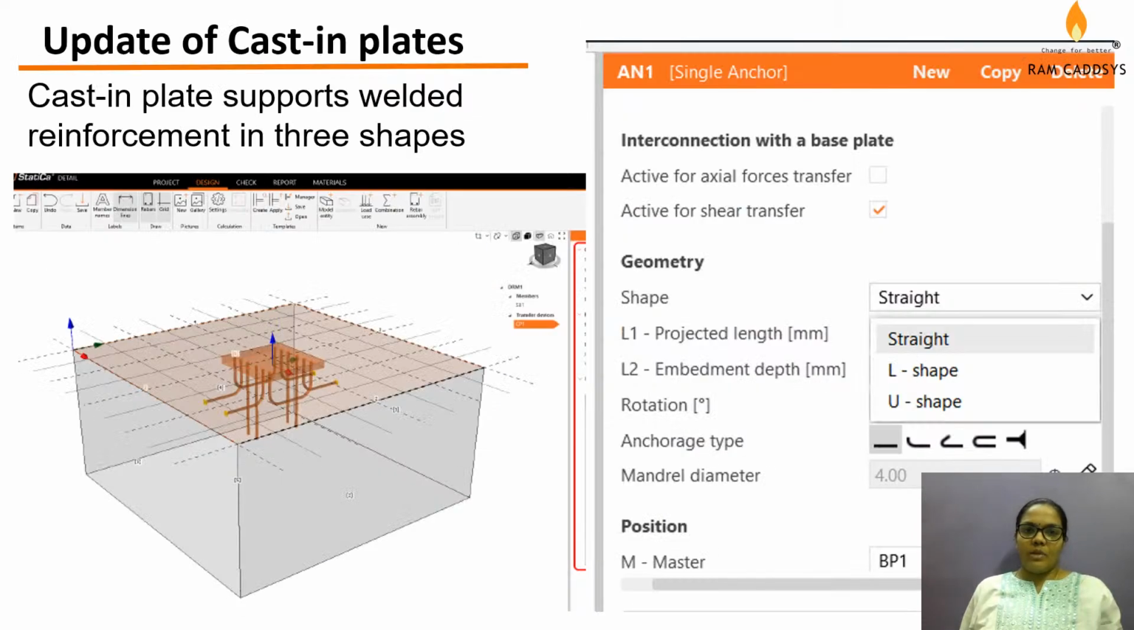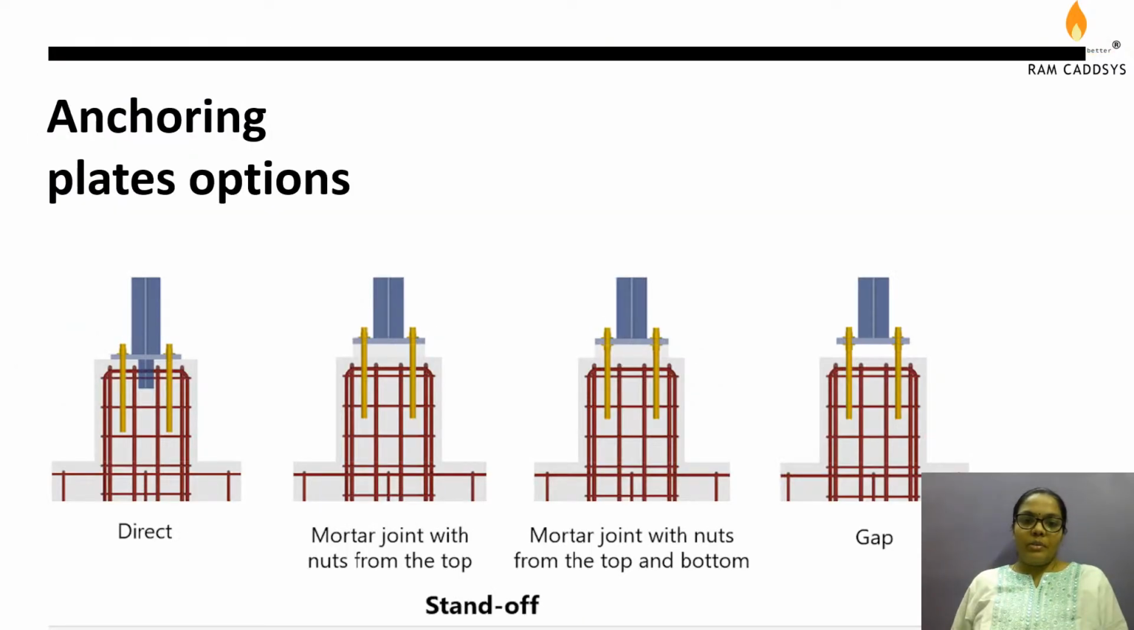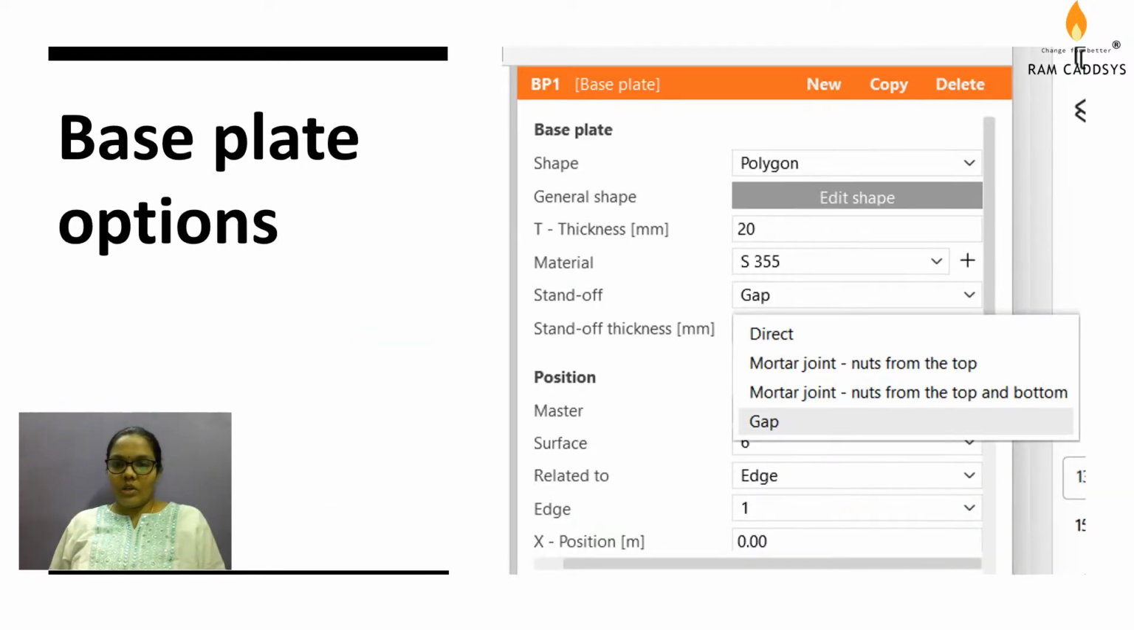Updates done in cast in place in detail. Now in cast in place, you can choose straight, L shape and U shape reinforcement, which has been made available in version 25.1. In this updated version, you have complete control over the anchorage plate options. So you can make a direct or mortar joint with nuts from the top, or nuts from the top and bottom, or if you want a gap, you can make a gap on the anchorage. These are the options available, shown here.